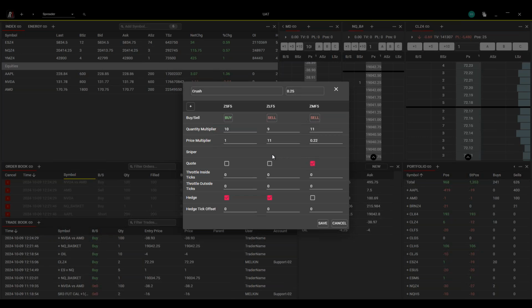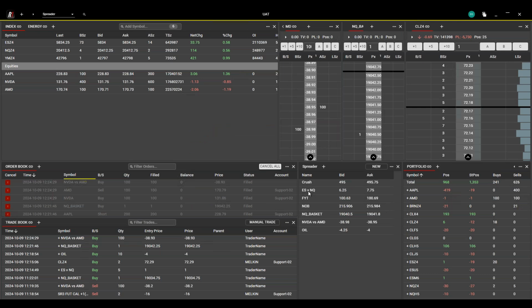I got real granular. I took the ratios directly from the CME recommended ratios, both the quantity and the price. And so that's just an example of how you can set up the crush spread if you choose to trade that. So again, these are not templates. These would need to be set up individually on your own, and you could adjust those ratios as you see fit.